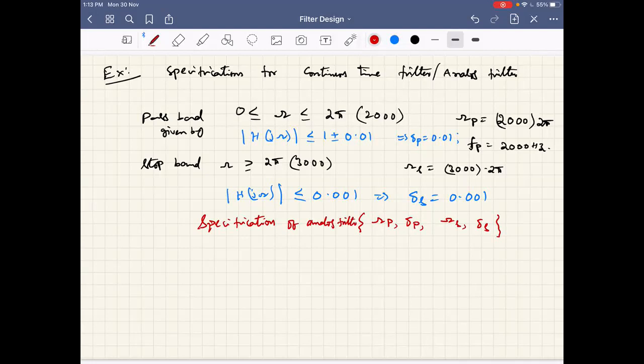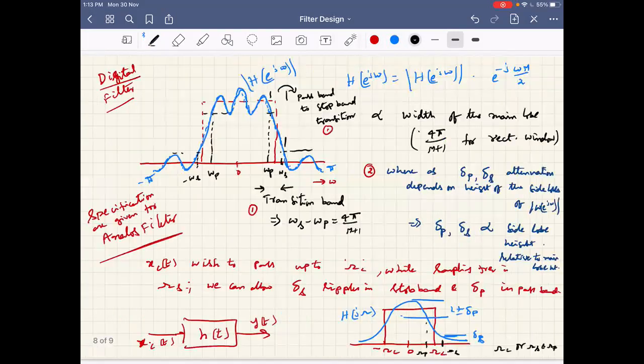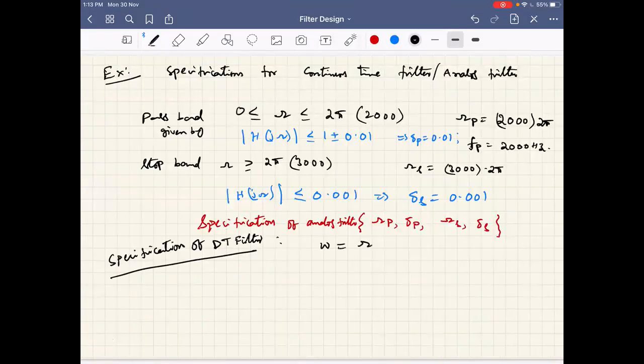Okay, now if you want to find the specifications of the discrete time filter, what do we know about the relation between the discrete time filter and the continuous time filter? Mainly what will happen is a transformation of variable from capital omega to small omega. So what is the relation we have between small omega and capital omega? Capital omega into time. They have also given in the problem that the sampling time Ts is 10 power minus 4 seconds, or Fs is equal to 10 kilohertz, or omega s is equal to 2 pi into 10 kilohertz. This is also given in the question.